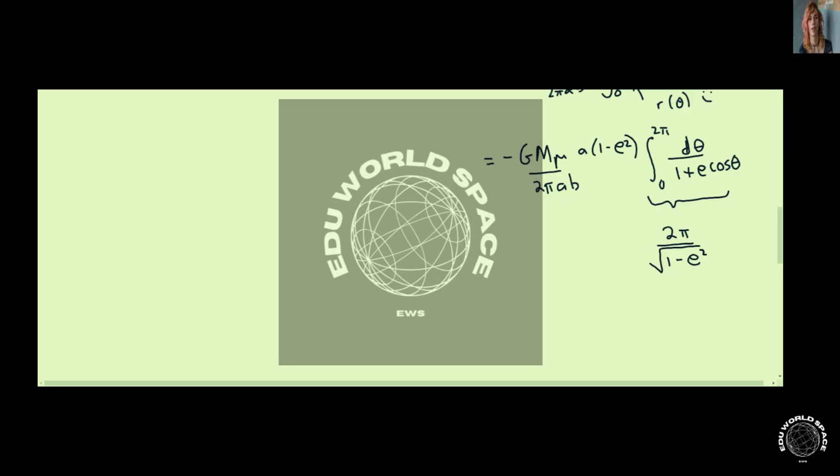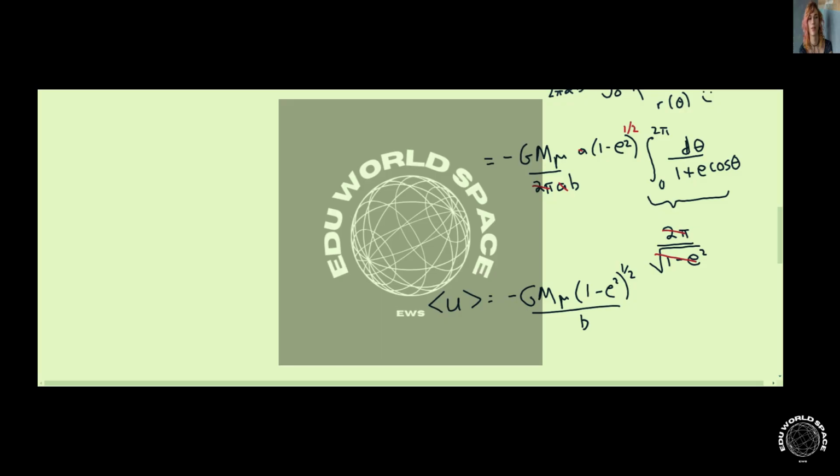So notice what will happen is now when we're done with that integral, some more things will cancel. And the a cancels as well. I forgot to do that. And so we're finally left with something in terms of the semi-minor axis.